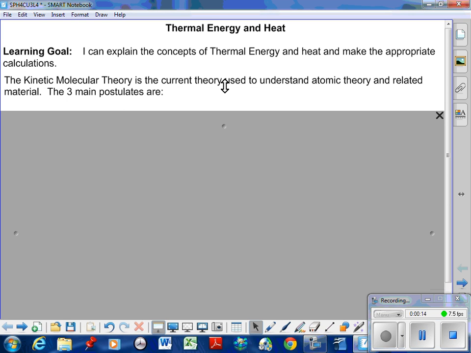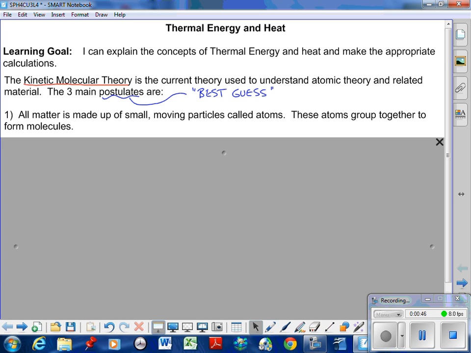So, before we get into the calculation part, let's talk about the kinetic molecular theory. It's the current theory that's used to understand how atomic theory and related materials interact. You'll come across this if you take a chemistry class. There are three main postulates, and a postulate is really just a best guess. We can't prove it factually, but it's what we're running with right now to help us continue with our research.